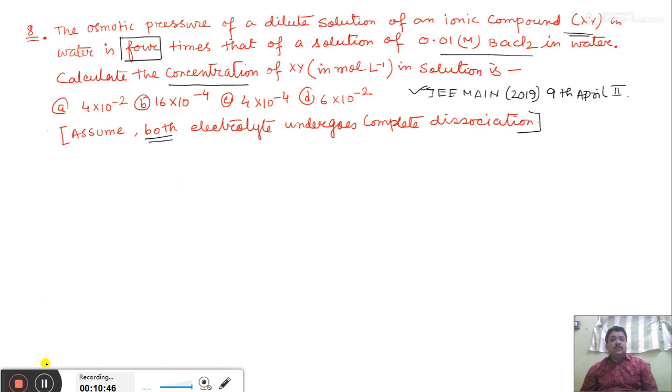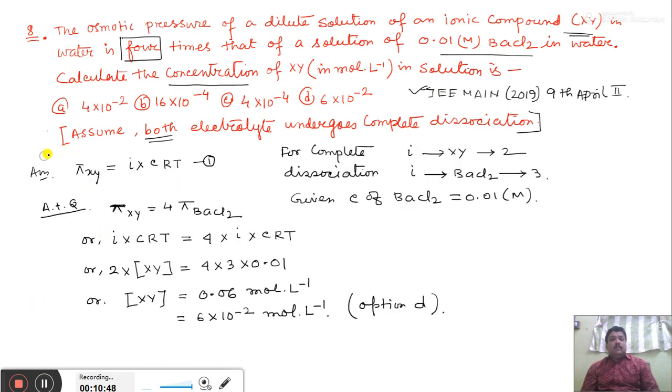Then the solution is, now we know pi is equal to iCRT. So pi of XY is equal to i into CRT, equation 1. According to the question, the electrolytes undergo complete dissociation. So for XY, the value of i is 2, and for BaCl2, the value of i is 3. And the concentration of BaCl2 is also given.